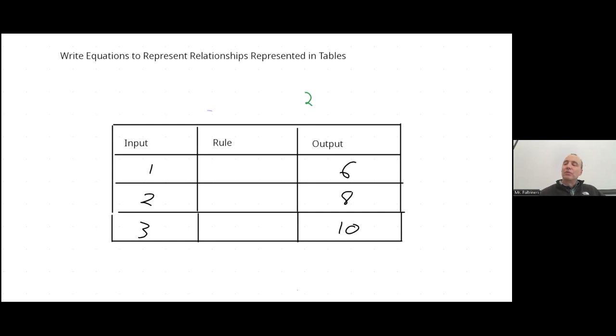So 1 times 2 is equal to 2. And then how do I get to 6? I have to add 4 to that. So let's see if that works for all of them. So 2 times 2 is 4, plus 4 equals 8. Okay, what about 3 times 2? 3 times 2 is 6, plus 4 equals 10. Okay, I think we have something here. So our rule is going to be 2 times x plus 4.